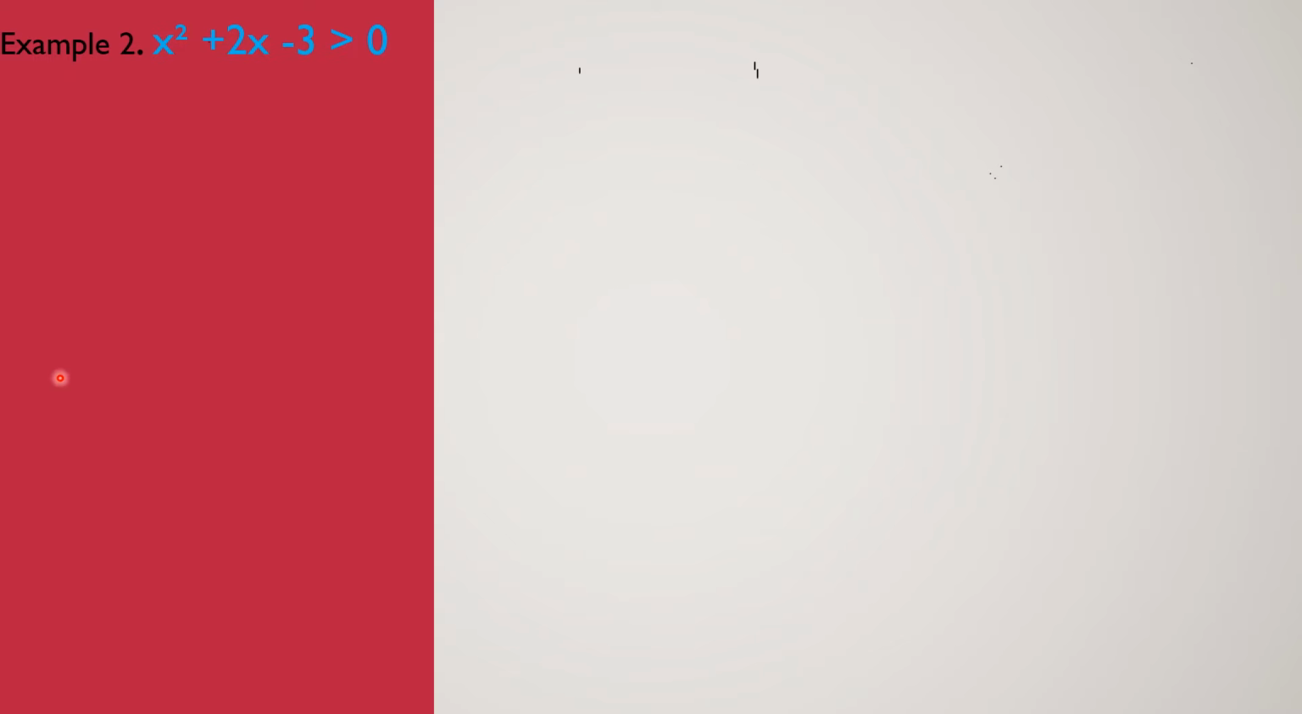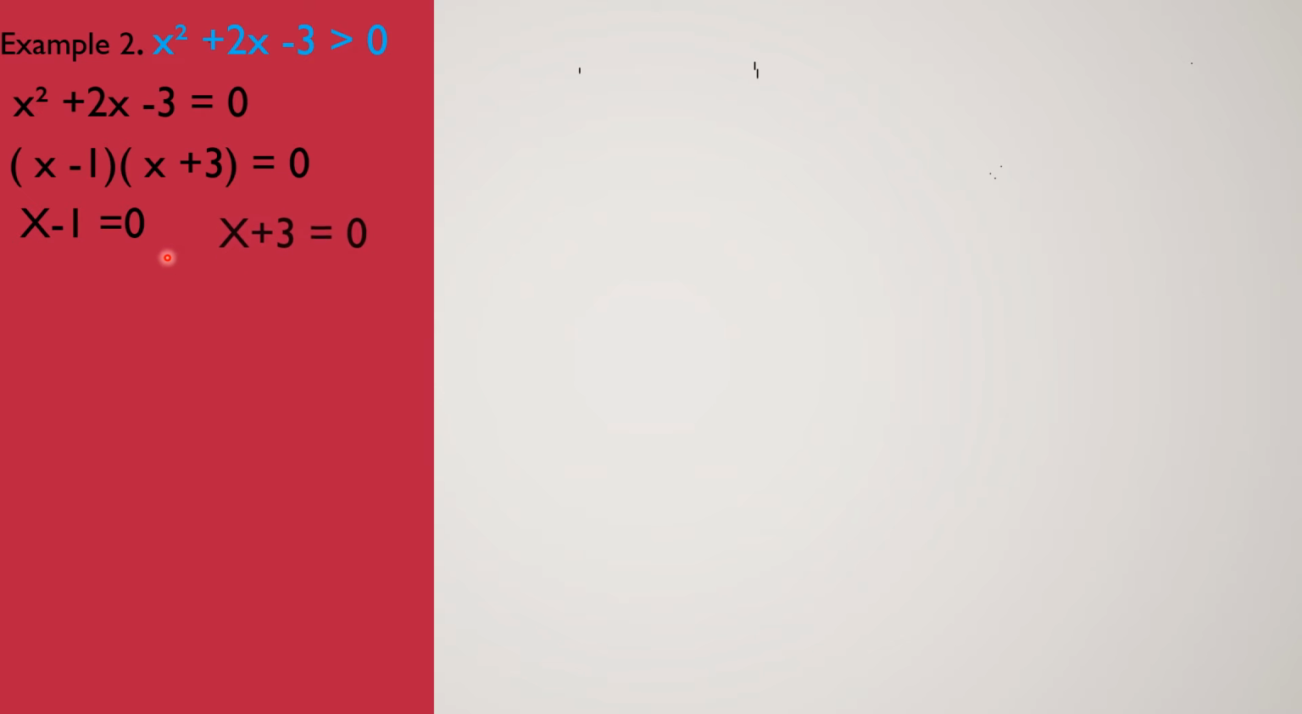Okay, let's have another one. x squared plus 2x minus 3 greater than 0. Again, I'm going to change that to an equal sign. So I have now x squared plus 2x minus 3 is equal to 0. In factored form, I have x minus 1 times x plus 3 is equal to 0. And I'm going to equate this to 0, and the other one also, x plus 3 is equal to 0, and solve for x. x is 1, x is negative 3.